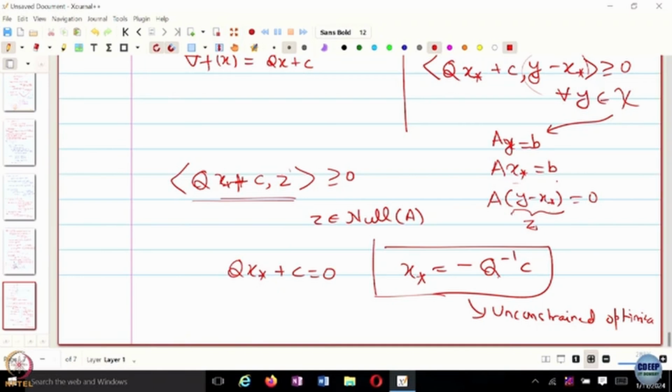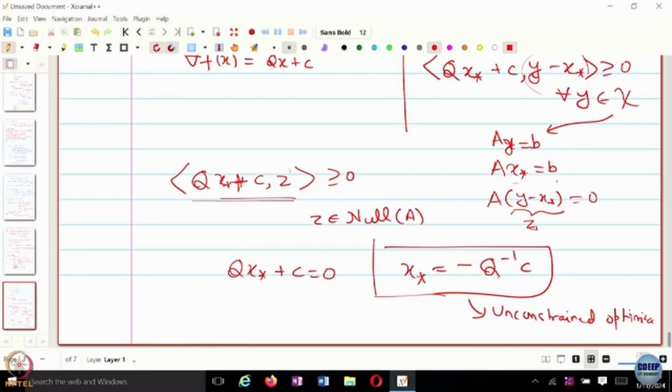If the null space is only the 0 vector, then my problem is too constrained, right? Because Ay equals b, Ax equals b, so you just have one feasible point, which is the optimal. Then it won't be an unconstrained optimization. No, it will be a constrained optimization, just that your constraint set contains just one point.